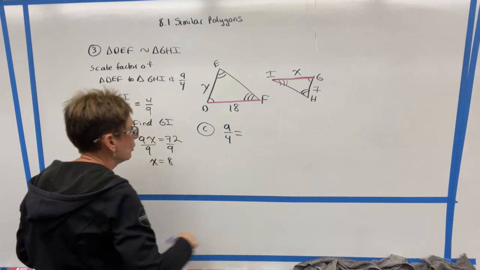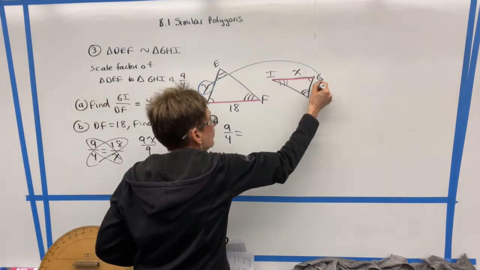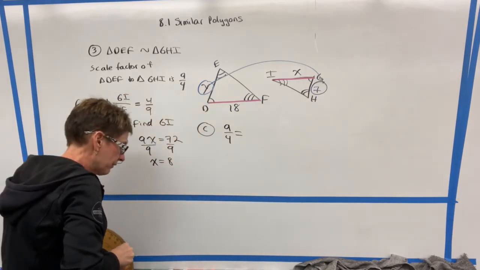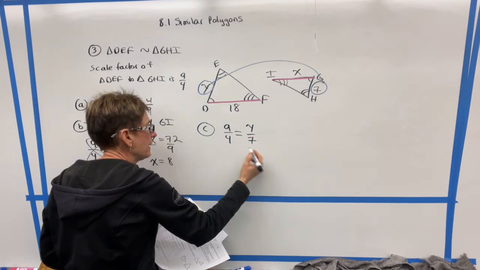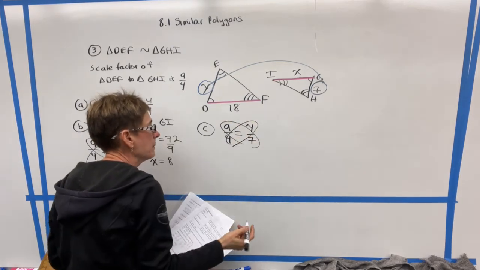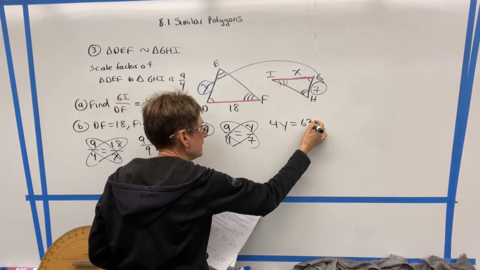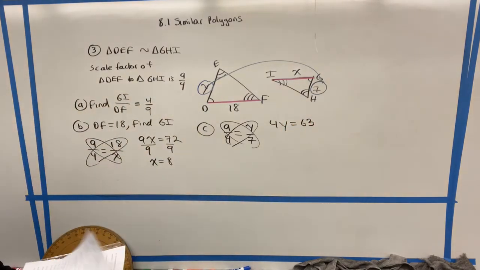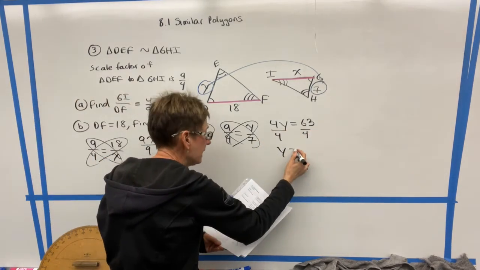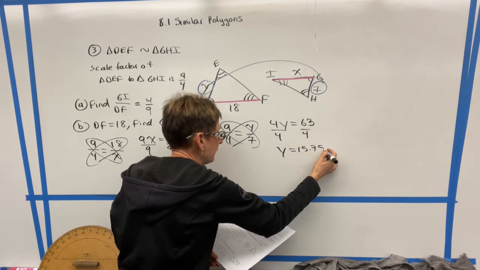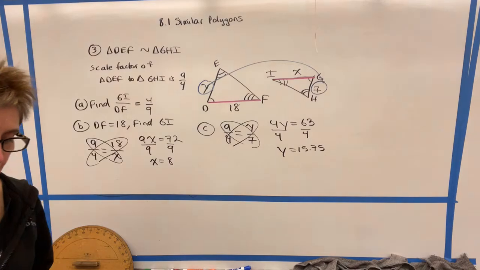So if I compare corresponding side to corresponding side, I would have y/7 going from left to right. So 9/4 equals y/7. When I cross multiply, I'm going to get 4y equals 63. Then I divide both sides by 4 and get y equals 15.75.